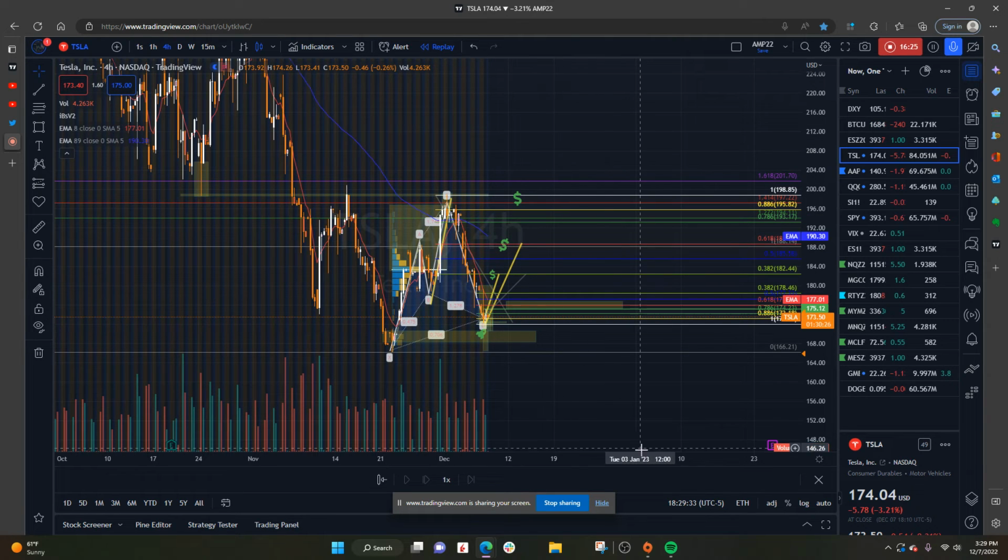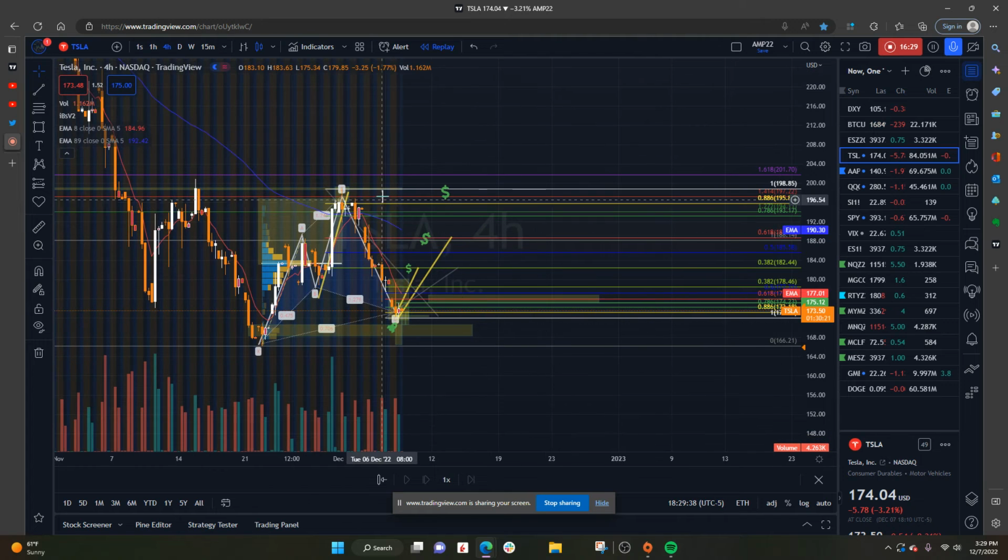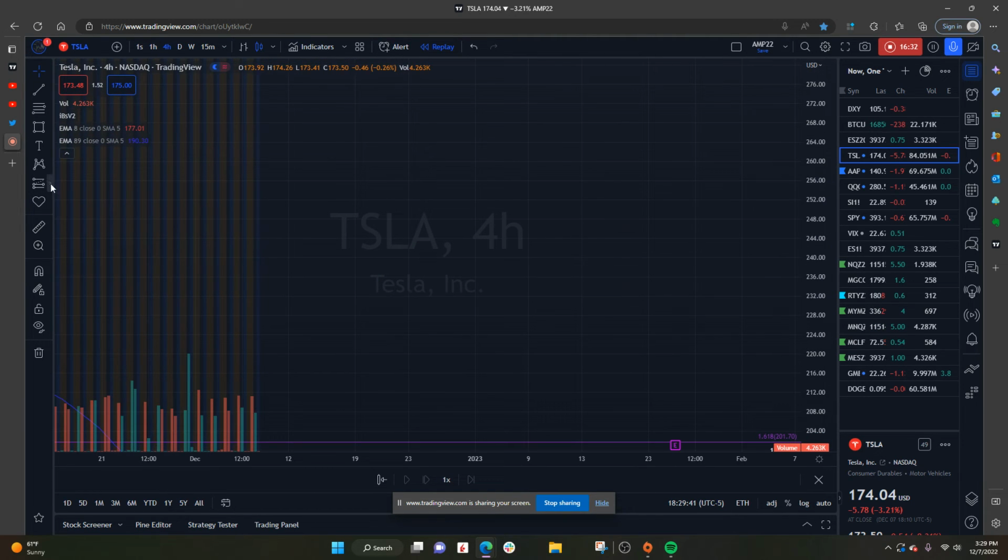I'm trying to think what else I wanted to explain about this one. I think that's about it. Just remember that type of price action, okay? Remember to use your inside bar indicator. And lastly, I'm just going to show you a little trick.